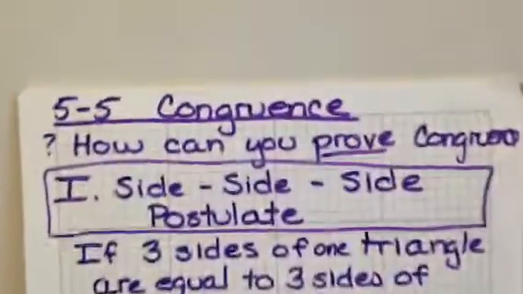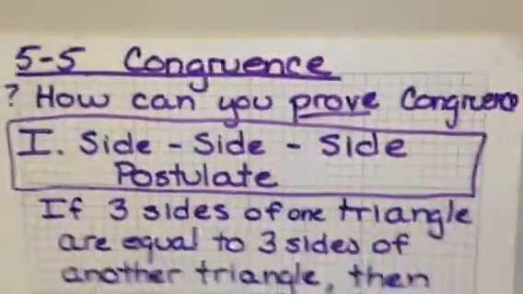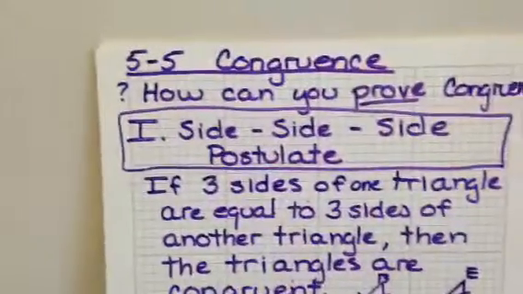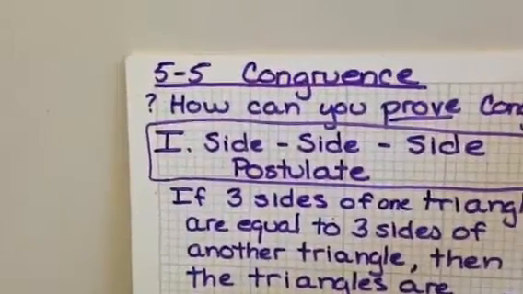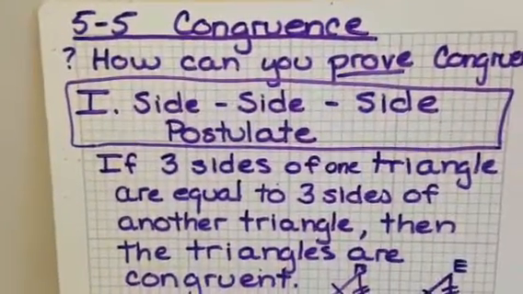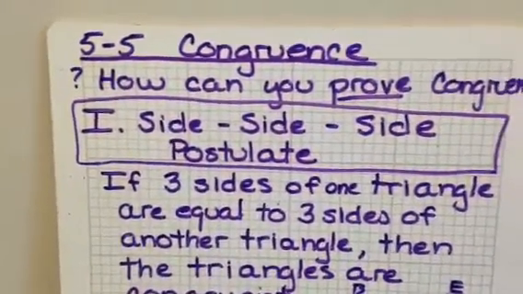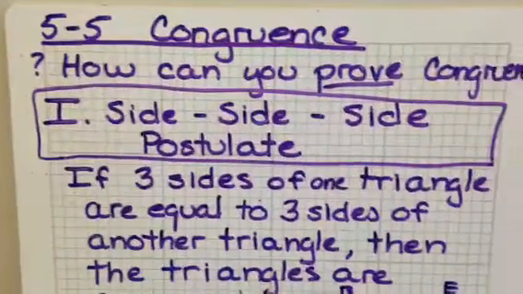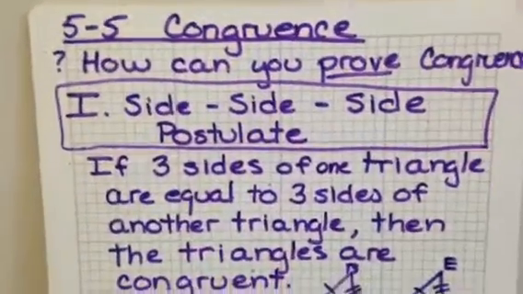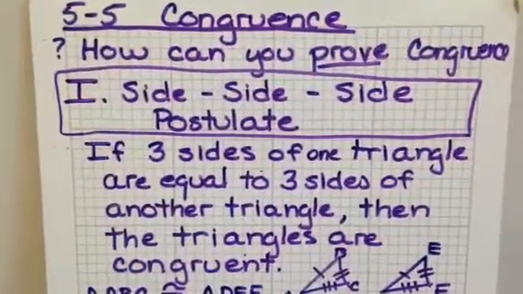5-5, congruence. Now we've already been talking about congruence. Congruence means to be the same. If we're talking about angles, they are equal. But when we are talking about triangles, we have looked at congruent triangles or similar triangles, but to be congruent, to be equal to each other, we need to be able to prove it mathematically.